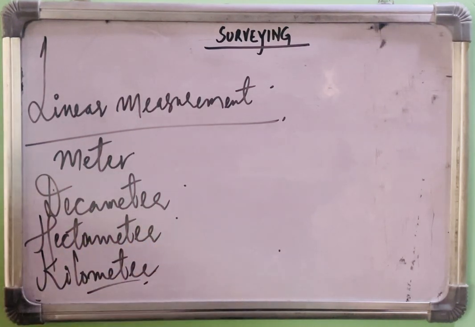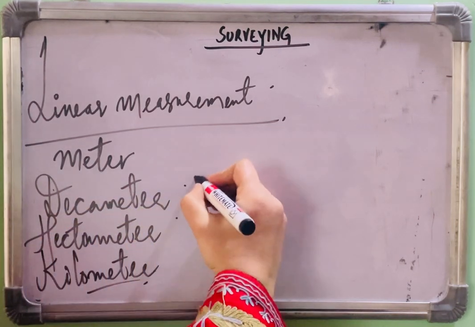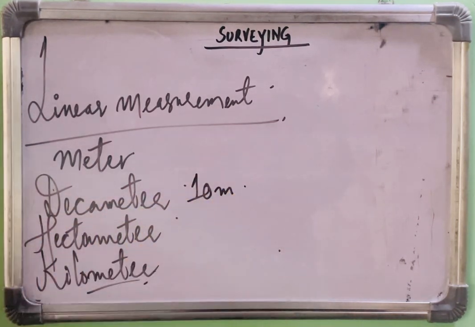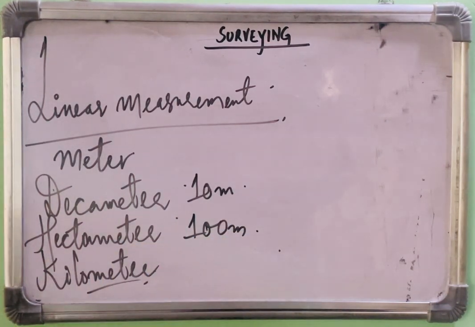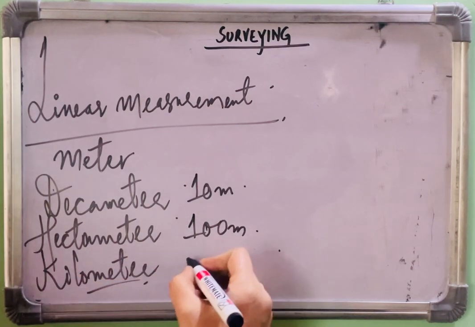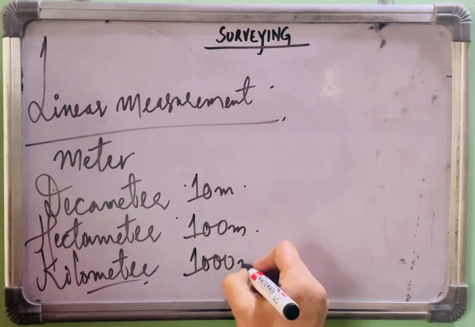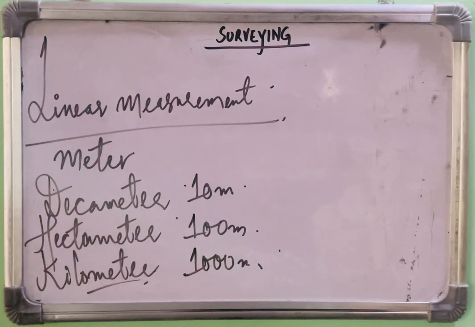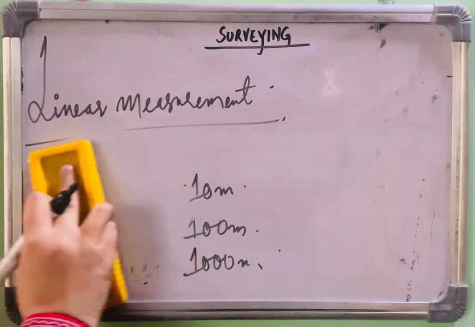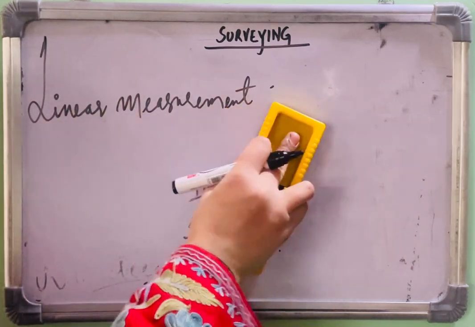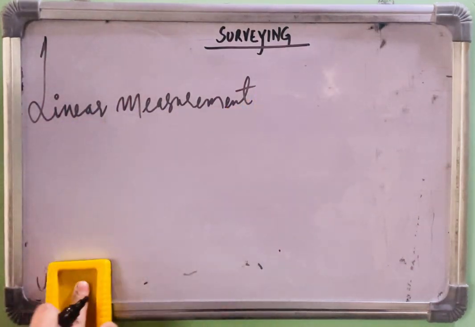A decameter is equal to 10 meters. Hectometer is equal to 100 meters. And kilometer is equal to 1000 meters, right? So this was about the linear measurement of lengths, wherein the unit is meter, and we may also express it in its multiples and submultiples.